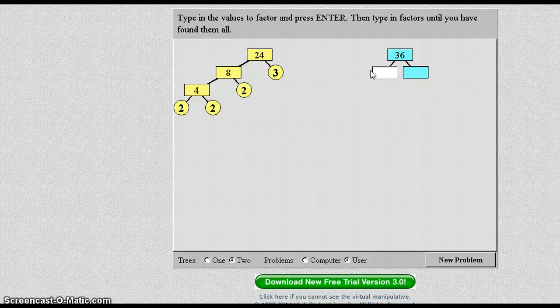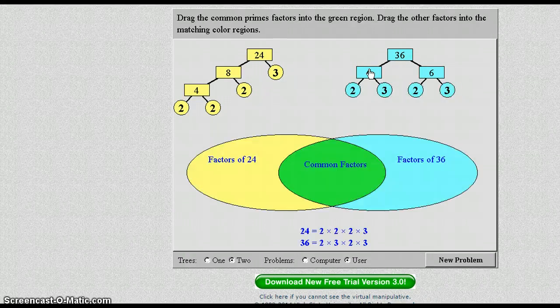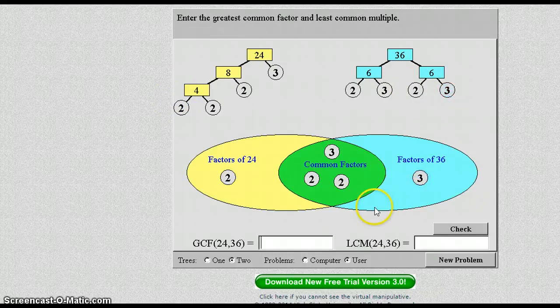For 36, the first factor that comes to mind, it doesn't matter which you use, is 6. And 6 is 2 times 3. So now let's put what they have in common in the common factors. Well, I see 1, 3, and it's kindly removed those from both of the factorizations for me. I see a 2, and they each have one more 2 in common. Now, there's not a shared 2, so this 2 has to go into factors of 24, and this 3 goes into factors of 36.